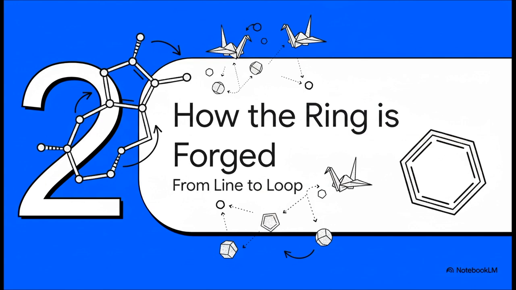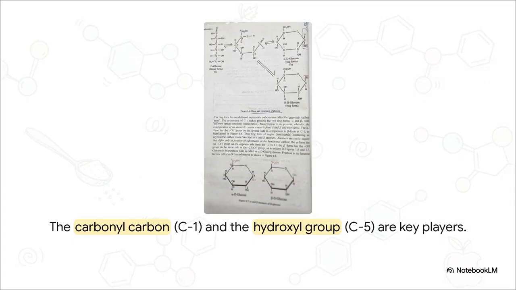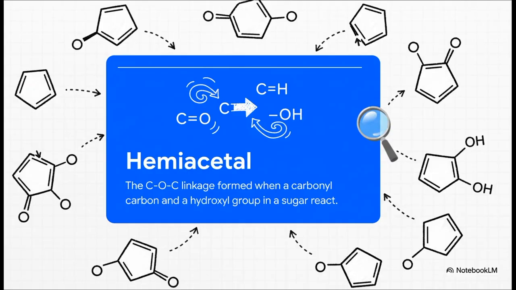All right, now for the main event. Let's actually watch how this transformation happens. How does a straight line become a loop? It's kind of like a beautiful little piece of chemical origami. Okay, so take a look at the open chain here. The real magic happens between two key players. You see that carbon atom up at the top, the one double bonded to an oxygen? That's our carbon 1. Then, way down at the other end, you've got that little OH group, the hydroxyl group, hanging off of carbon 5. Well, these two ends are about to get real close. So how do they connect?